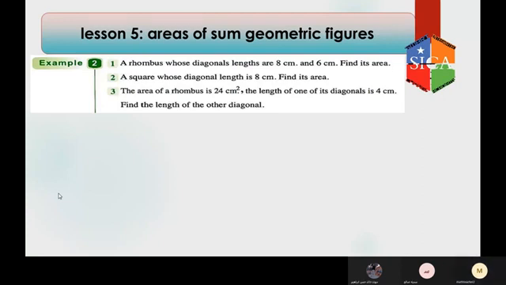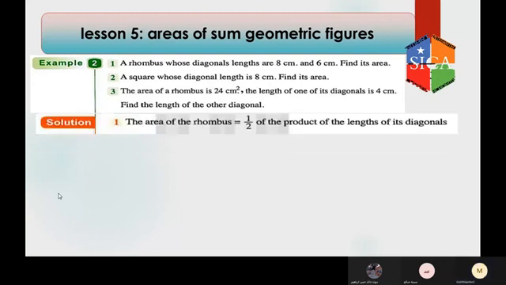Example 2. A rhombus whose diagonal lengths are 8 and 6. Find its area. Then the area of the rhombus, knowing its diagonals, equals half times d1 times d2. Means half times 6 times 8, or 8 times 6, because the product is commutative. Then it will equal half times 8, which is 4, times 6 equals 24.